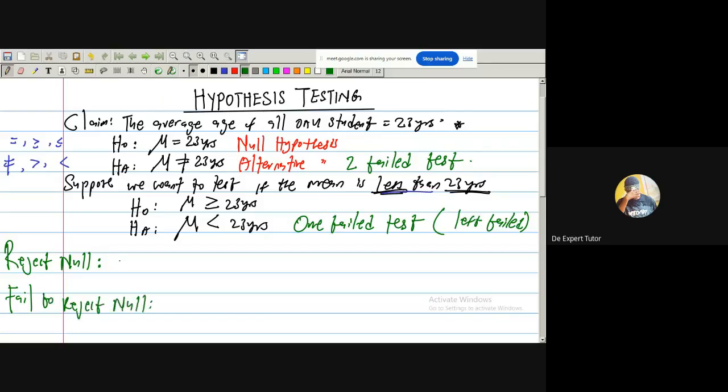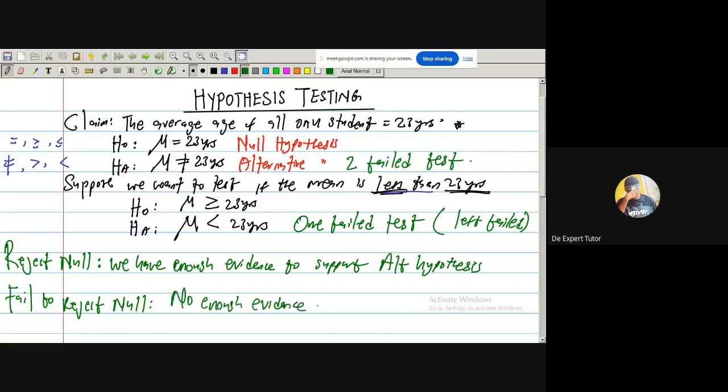So pay attention. If we reject, we can put it in different English. Let me give you one of them. We can say we have enough evidence to support the alternative hypothesis. And if we fail to reject the null, we will say there is not enough evidence to support the alternative hypothesis.